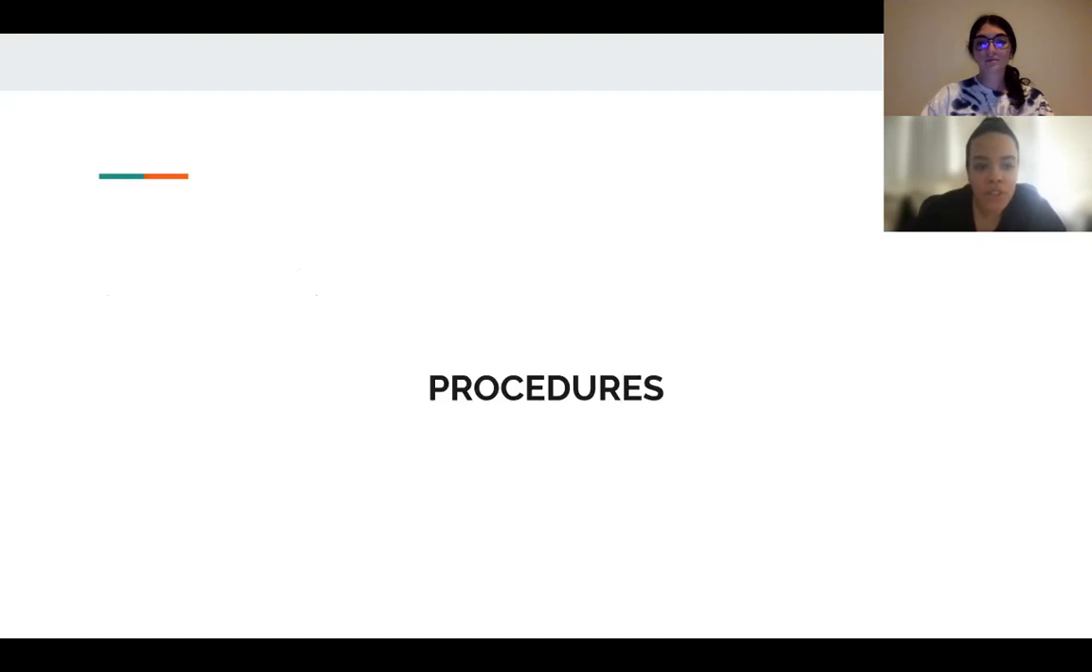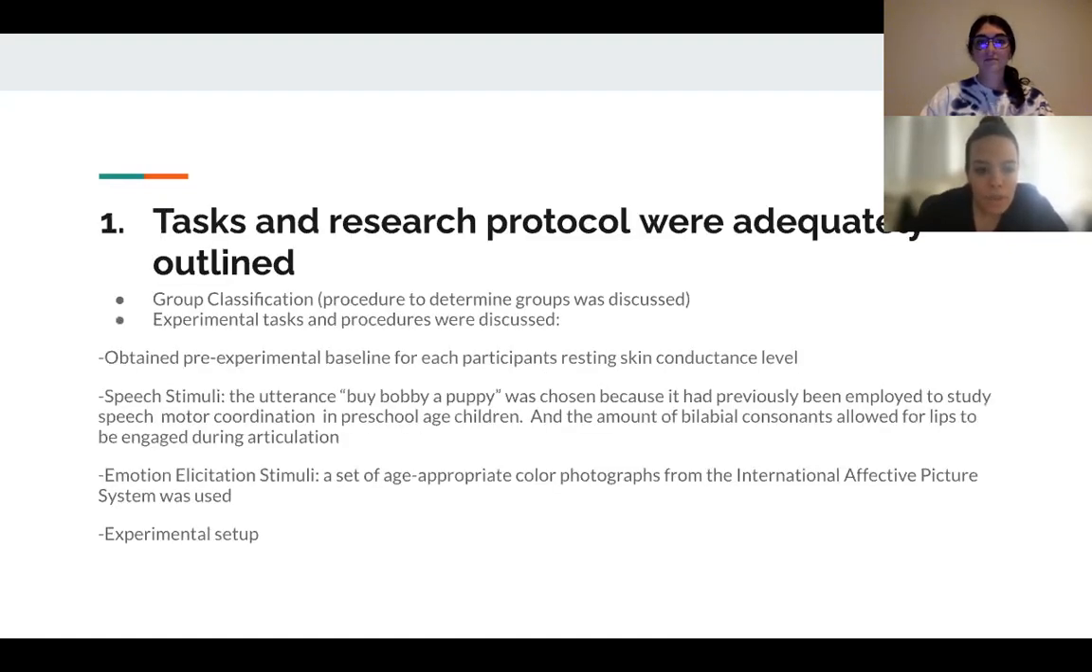Now moving on to our procedure section. So task and research protocol were adequately outlined. The procedure section was divided in a way that allowed one to understand what was being done. Specifically, they broke it down into sections. One section spoke about the procedure to classify the kids into groups. Another section spoke about obtaining pre-experimental baselines.